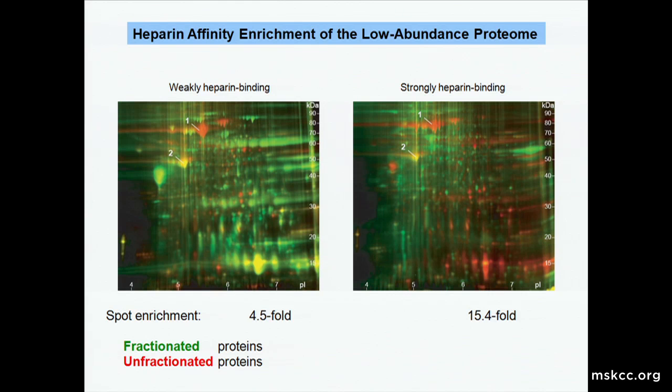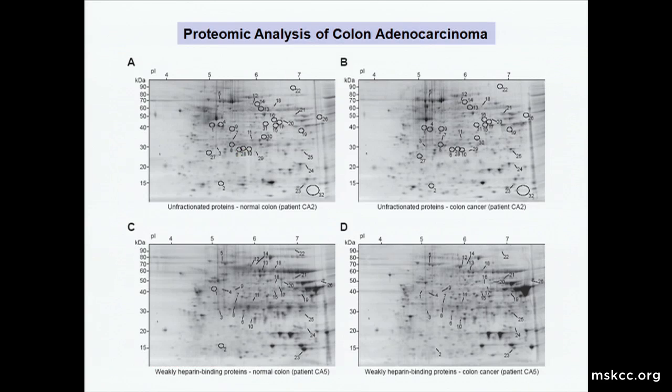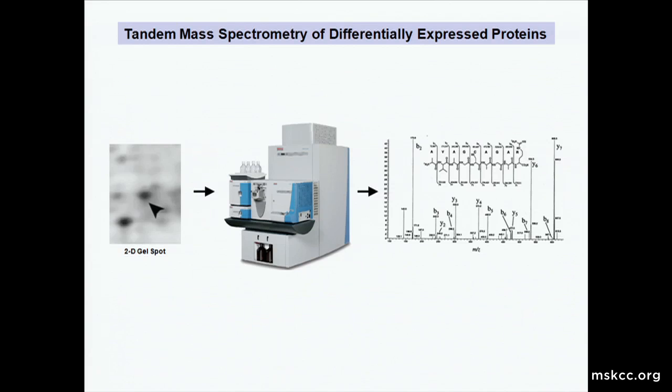Each of these spots here on such a gel is a single protein. And we saw by enriching that we started to see less abundant proteins more robustly, and we saw about 15 and sometimes higher fold enrichment in the number of detectable proteins that we could see. So that's very helpful. And then you start comparing protein expression patterns in normal colonic mucosa, for example, versus invasive adenocarcinoma as a simple example.